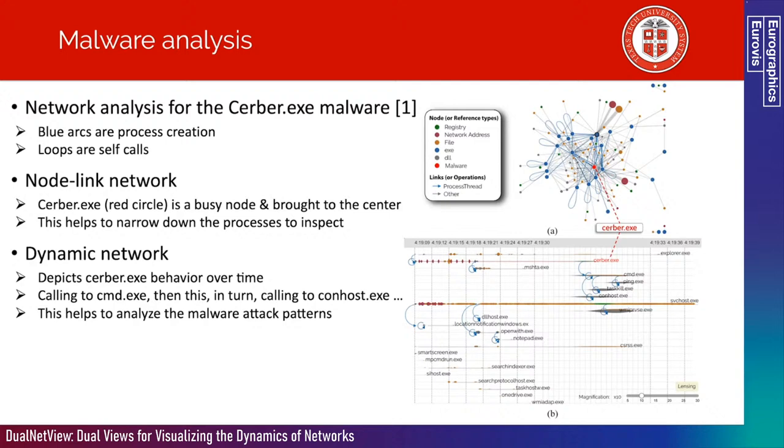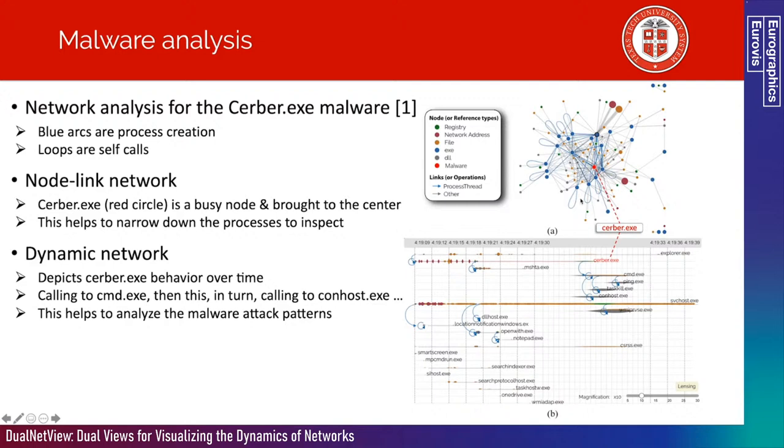We also applied the dual net view approach to analyzing malware. Specifically, in this case, we use network analysis for the CyberXA malware. The blue X are process creations. The loopbacks are SAP calls. The network over here depicts that CyberXA, in this red circle, is a very busy node and it is brought to the center. This helps to narrow down the items for us to inspect later on.